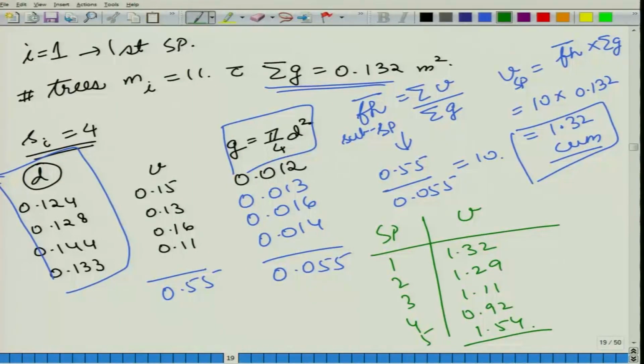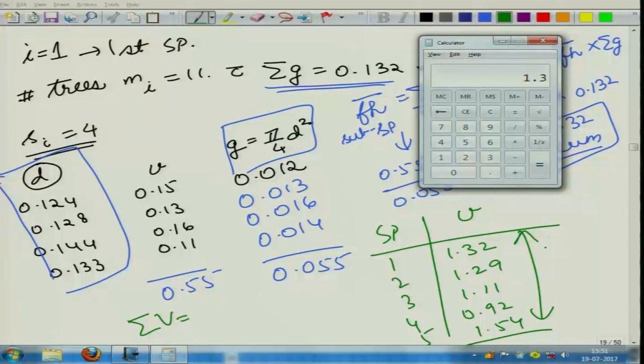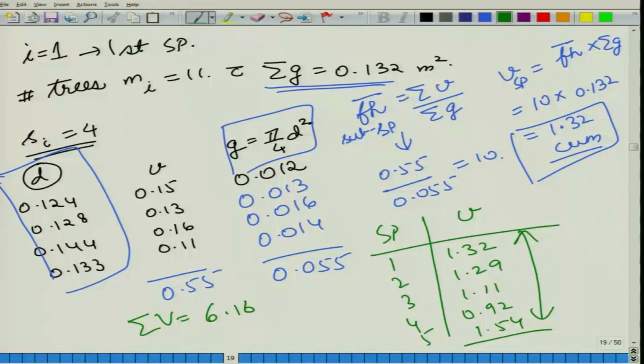So, what is the sum total of the volume in all the 5 sample plots combined? That will be the sum of these values, which is 1.32 plus 1.29 plus 1.11 plus 0.92 plus 1.54, that is 6.18. So, it is 6.18 cubic meter in 5 sample plots of 0.001 hectare each.